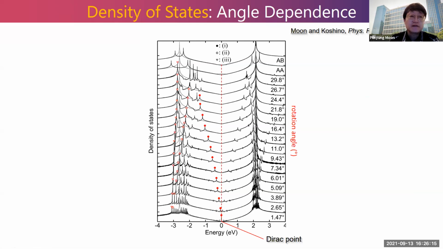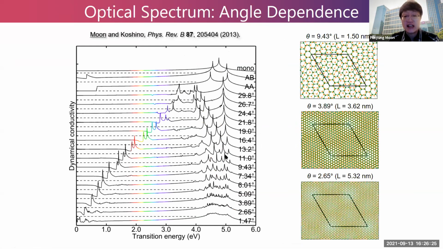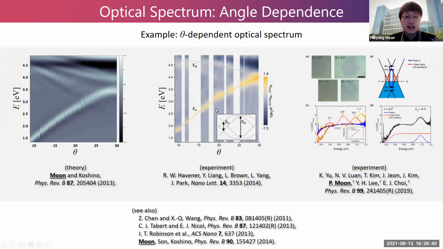The same is true for the optical spectrum. The lowest energy peak blue shifts, the middle energy peak red shifts, and the highest energy peak stays at almost the same energy as the rotation angle increases. This is a purely theoretical prediction, and the experimental result was consistent with the theoretical prediction.